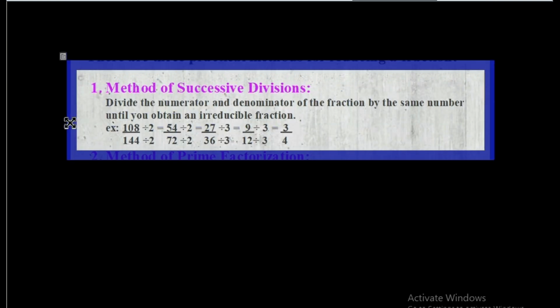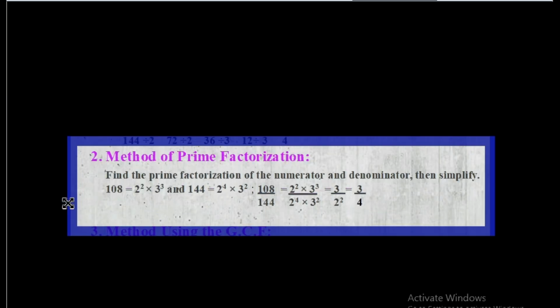The first method is the method of successive divisions. Divide the numerator and denominator of the fraction by the same number until you obtain an irreducible fraction. 108 and 144 are both divisible by 2. The obtained fraction is also reducible. 54 and 72 are both even, so I divide 54 by 2 and 72 by 2. 27 and 36 are both divisible by 3, and so are 9 and 12. The irreducible fraction obtained at the end is 3 over 4.